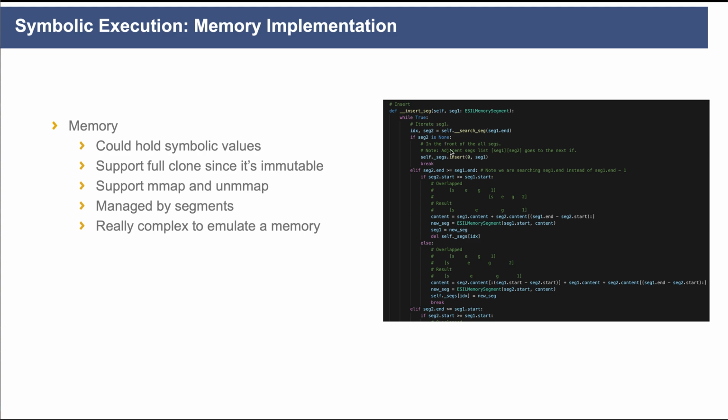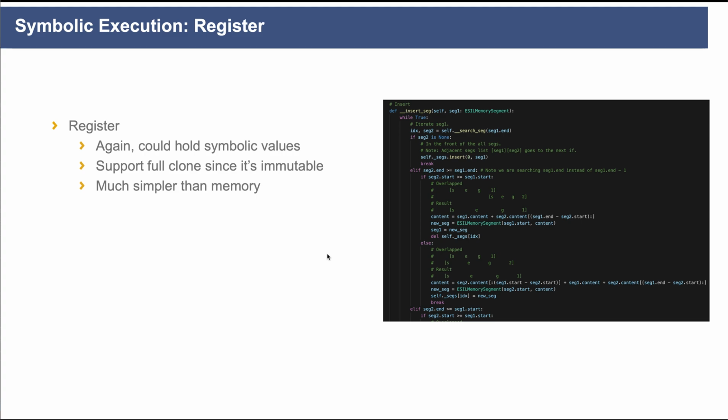For example, when I insert a segment, I have to check the overlapping segments and merge them, or delete some existing segment and replace it with a new one. So it's really complex. And the second implementation is the register implementation. Again, the reason is that we would like the registers to hold the symbolic values, and it also should support full clone, since we need an immutable copy for each state. But fortunately, it's much simpler than memory.